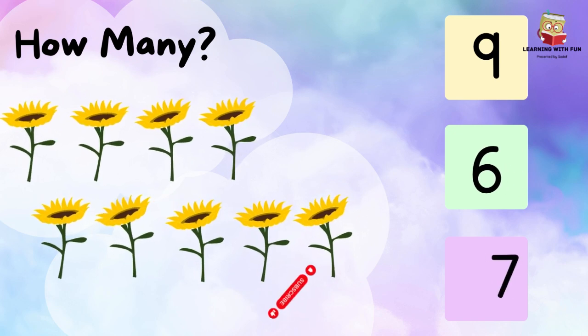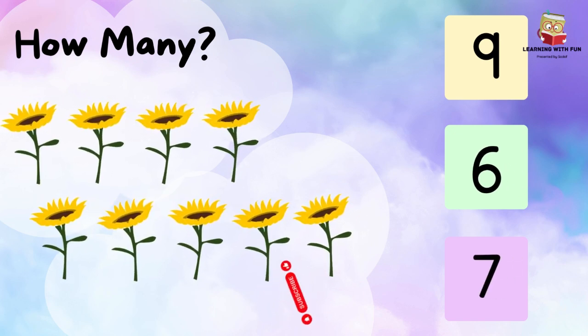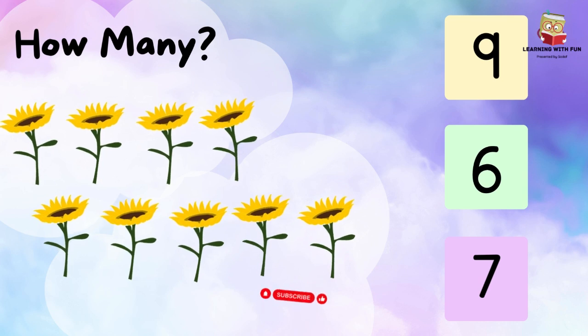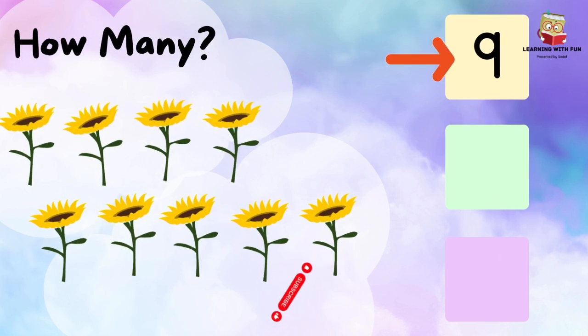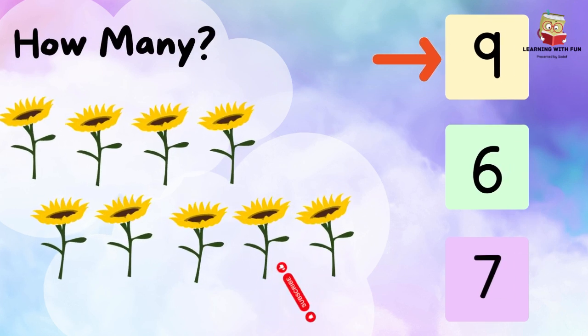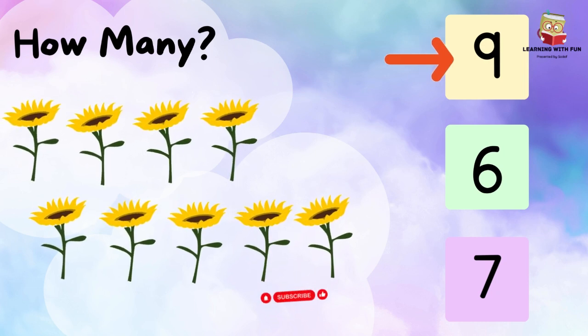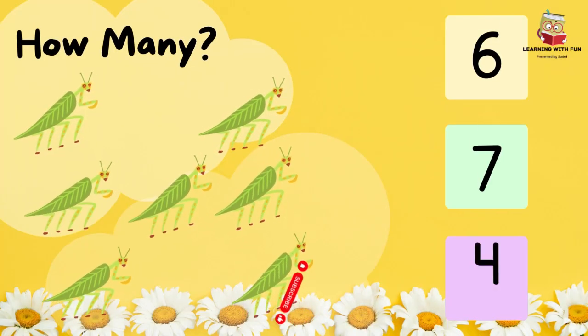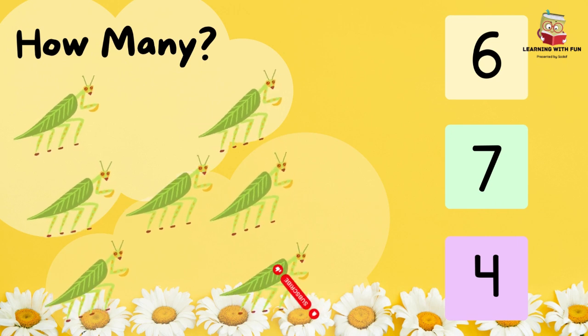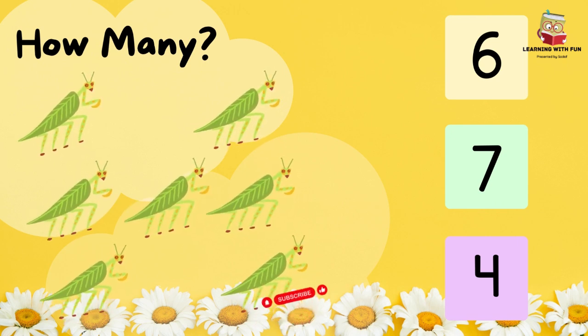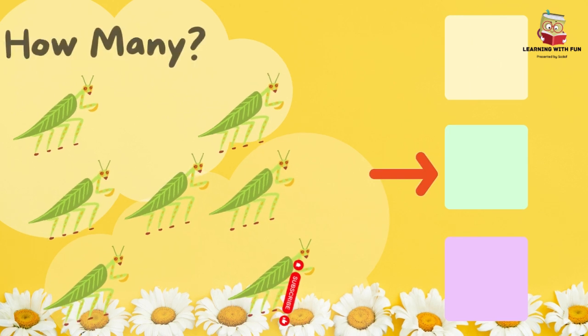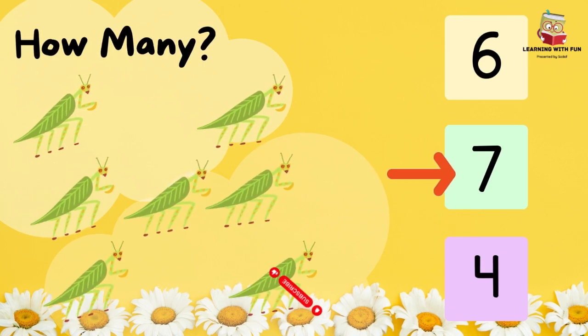How many sunflowers do you see? 9, 6, or 7? 9. How many grasshoppers do you see? 6, 7, or 4? 7.